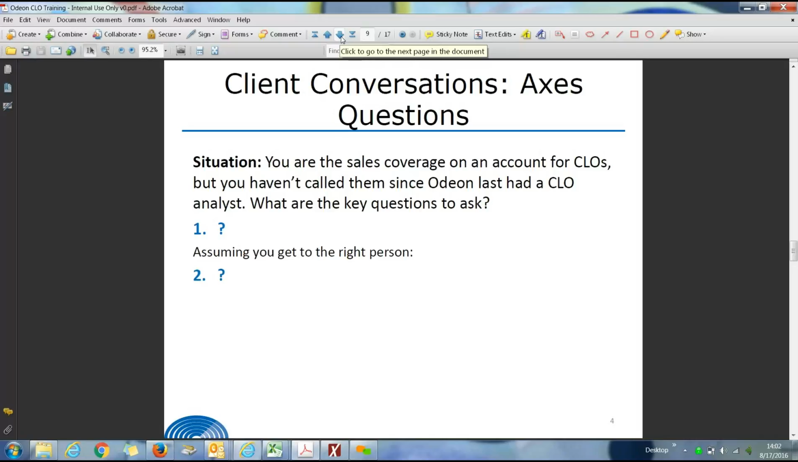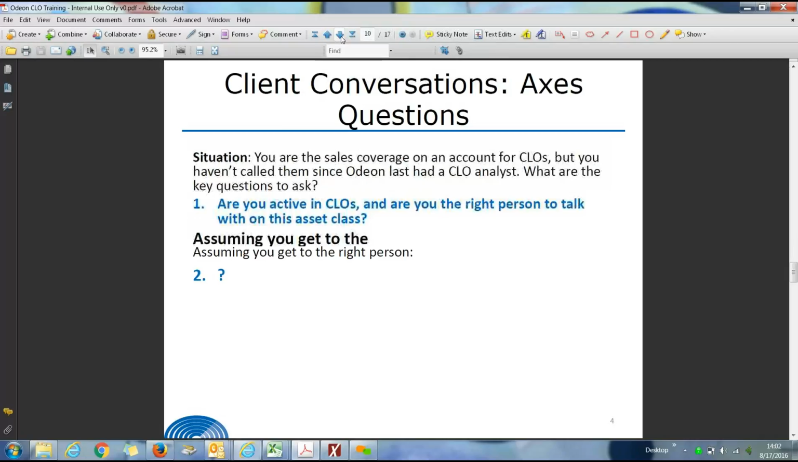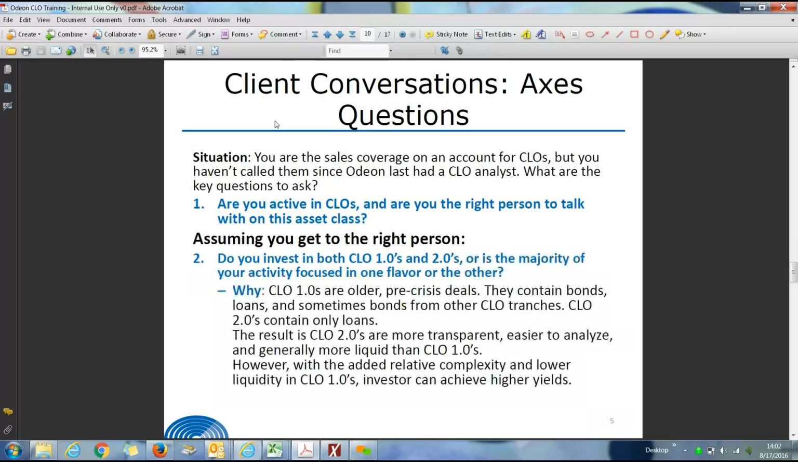Where are you buying in the cap stack? Good one. Okay. I'm just going to move on to the questions and the answers. Okay? So, are you active in CLOs, and are you the right person to talk with on this asset class? A lot of you guys are calling RMBS guys. They may be the right person to talk to. They may not be, but they damn sure better know who is, and I bet they do. So that's a good way to find out, right?